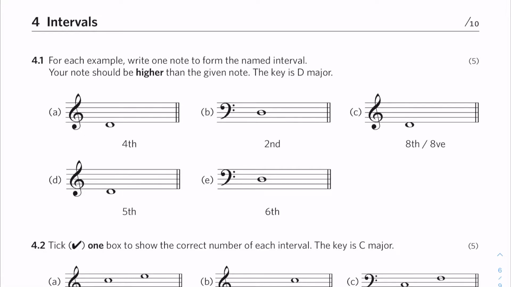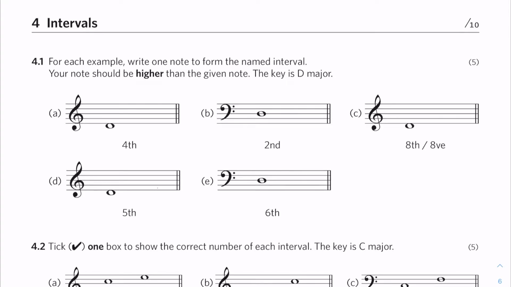Today we are going to continue the walkthrough starting with intervals. Question 4 is on intervals. For each example, write one note to form the named interval. Your note should be higher than the given note. So when you draw, the note has to be higher than your given note and not lower than it. If not, it's incorrect.